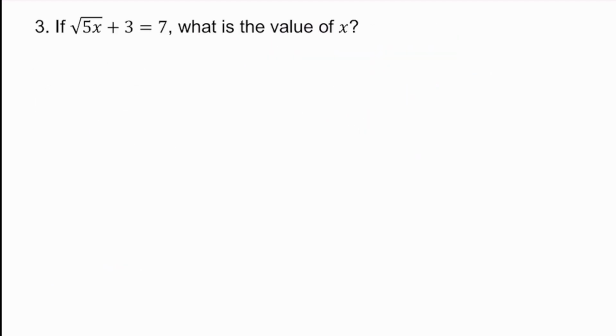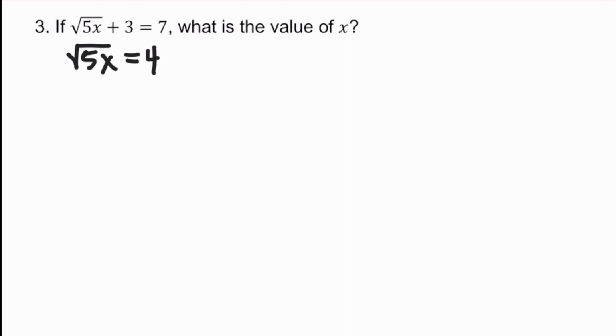All right, next. If square root of 5x plus 3 equals 7, what's the value of x? Okay, so let's just solve this equation. When we've got a radical and we're trying to find x out of the inside of the radical, we're going to isolate the radical and then take both sides to an appropriate power. That means subtracting 3 from both sides, so I'll have square root of 5x equals 7 minus 3, which is 4.